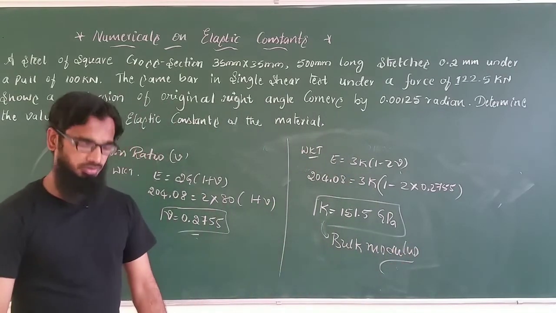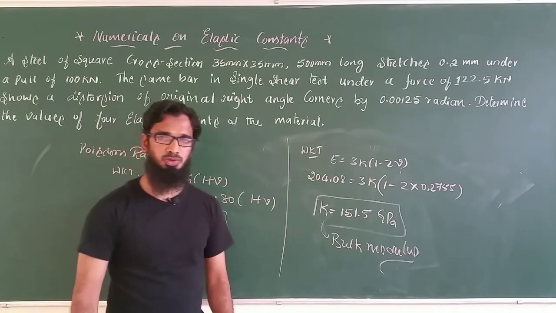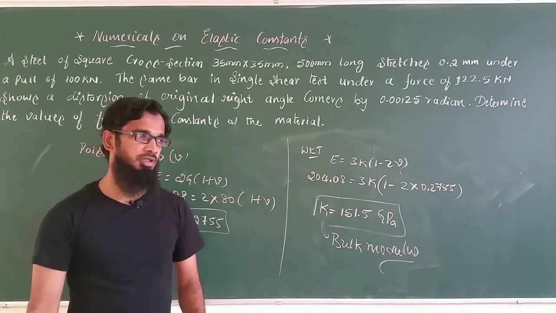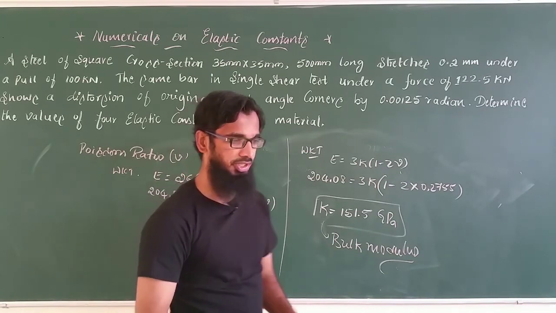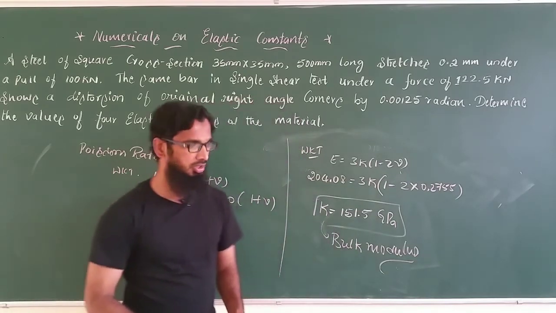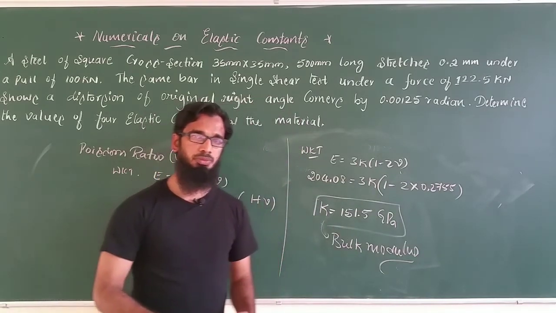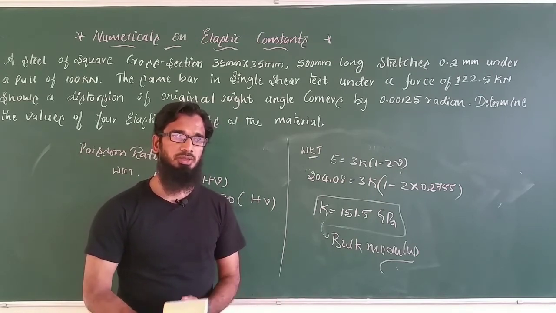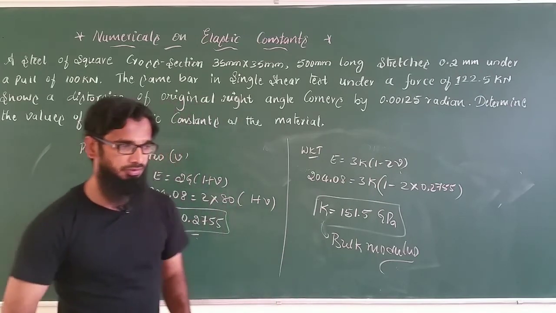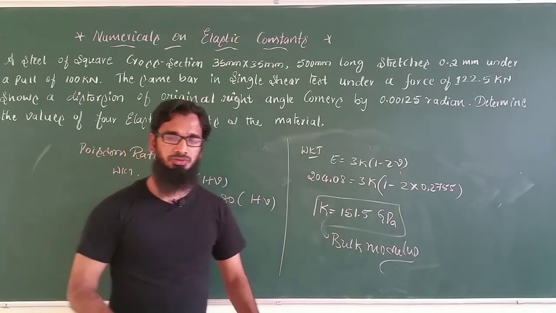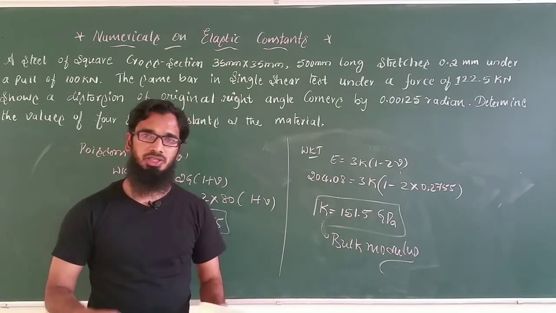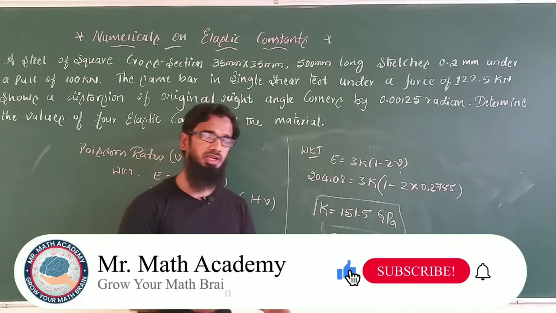So these are the four elastic constants: the Young's modulus E is equal to 204.08 gigapascal, the modulus of rigidity G is around 80 gigapascal, the bulk modulus K is equal to 151.5 gigapascal, and finally the Poisson's ratio is equal to 0.2755. This is a very simple problem. If you just remember the relations between the elastic constants, you can easily solve any kind of problem.